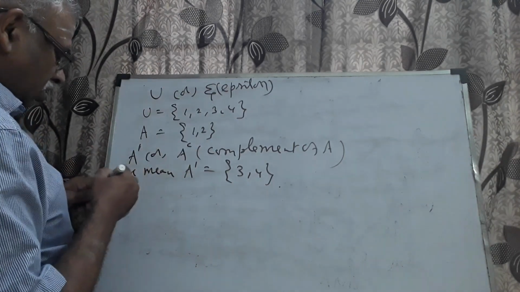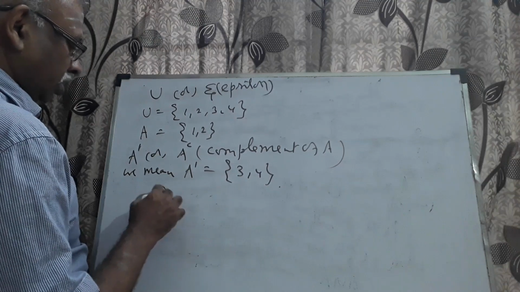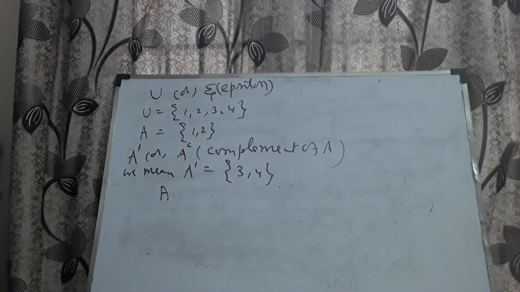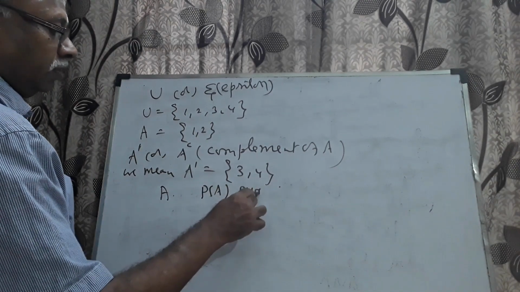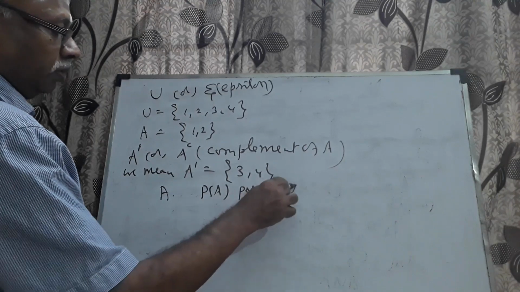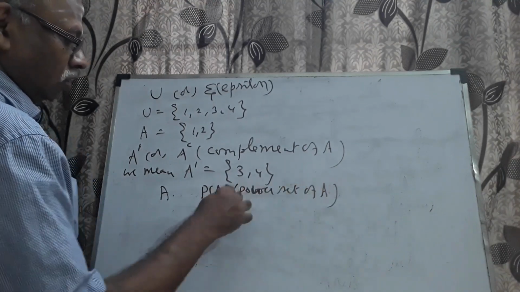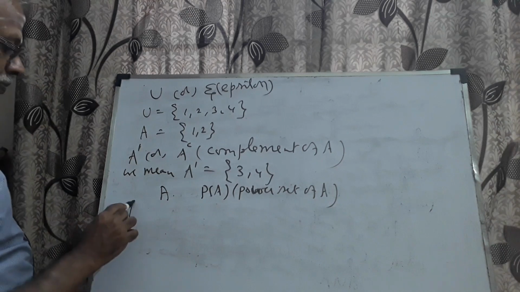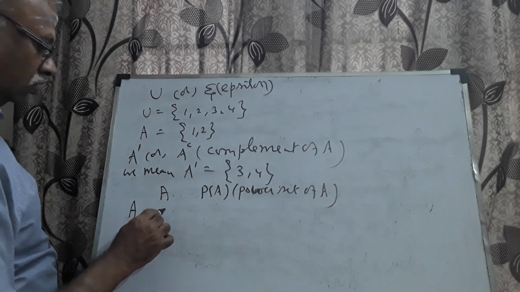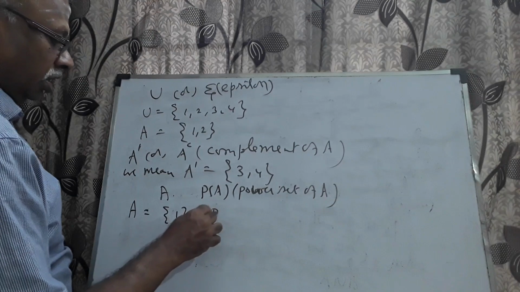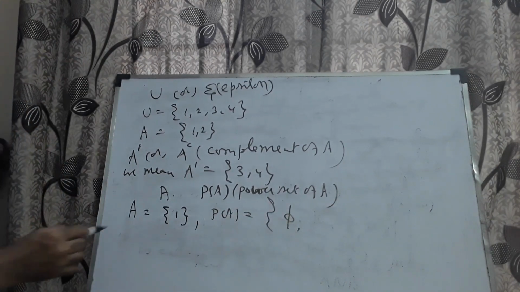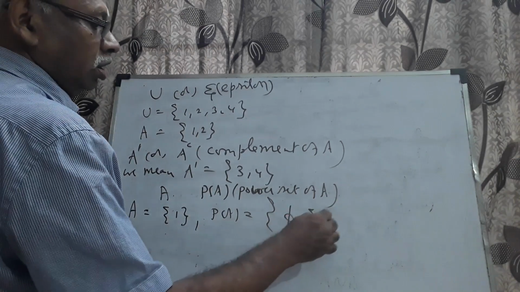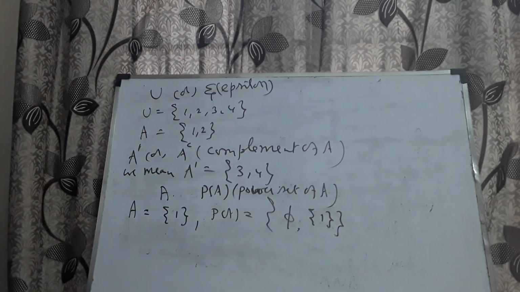If you are given a set A, the set containing all the subsets of A is called the power set of A. We call it the power set. For example, if A is equal to, let us say, {1}, then P of A will be the empty set, since the empty set is a subset of every set, and the set containing 1. This is the power set.